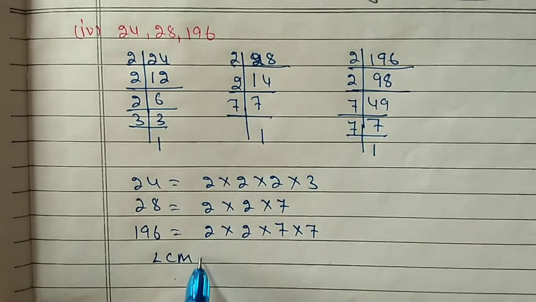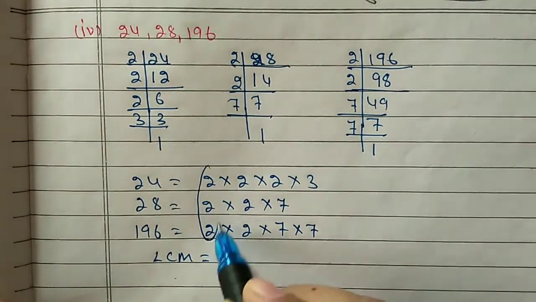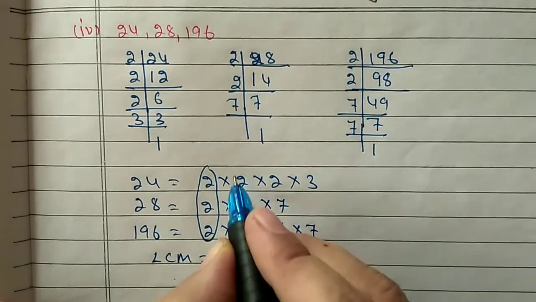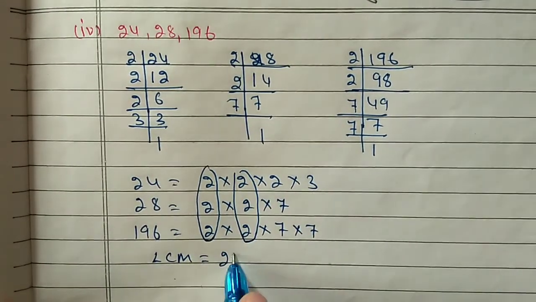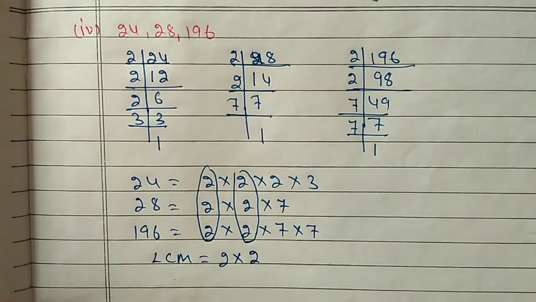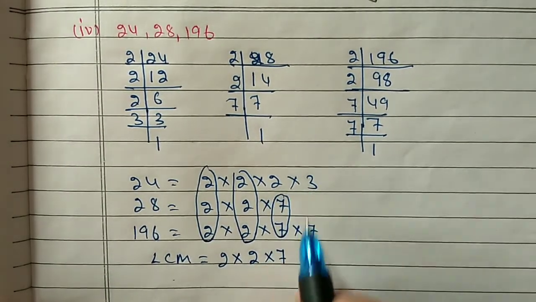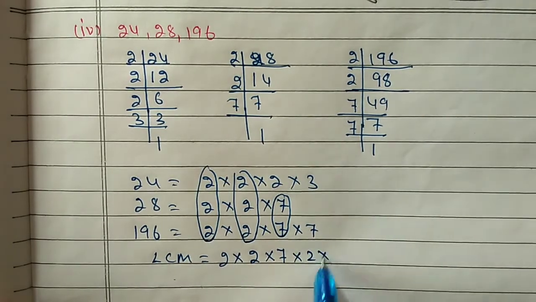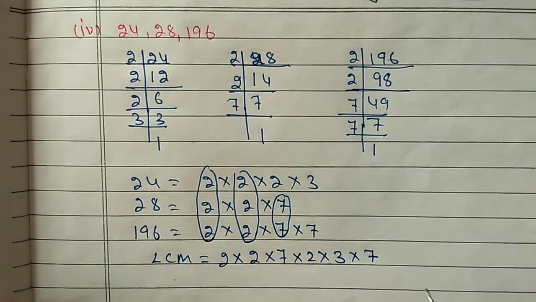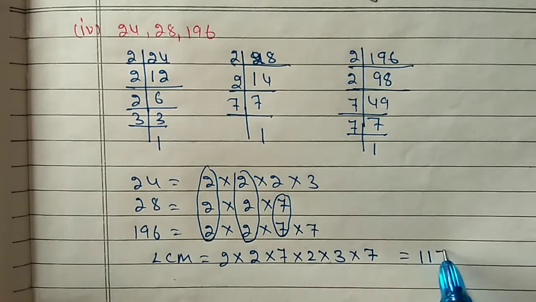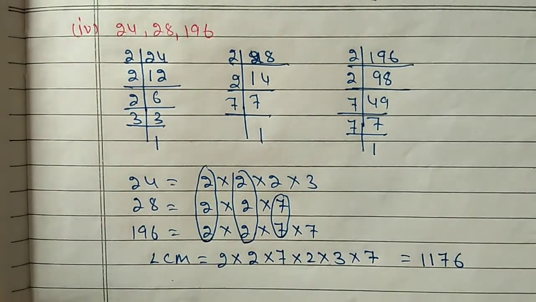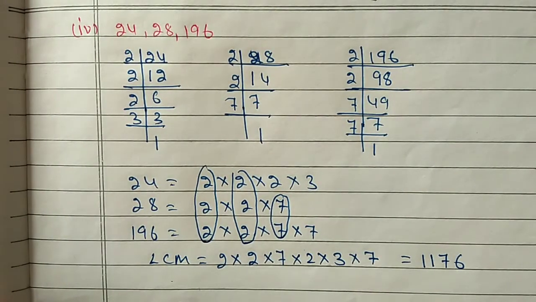Now first take out the common numbers from all the three. This 2 is common, one more 2 is common. Now from these two, this 7 is common, and write the leftover numbers as they are. Multiply all the numbers, 1176 you will get, that is the LCM for these numbers.